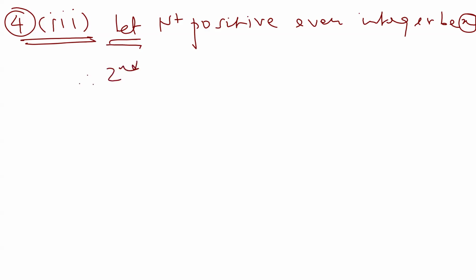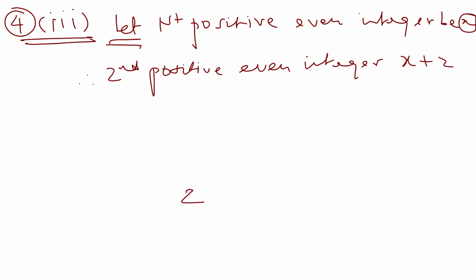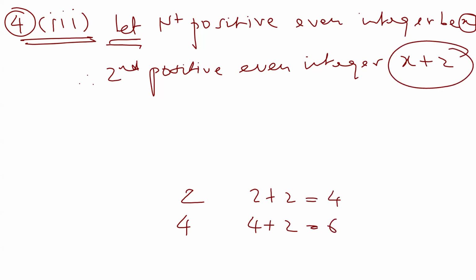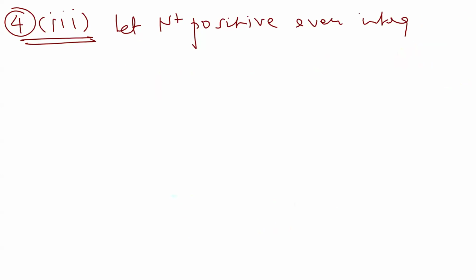Therefore, second positive integer will be x plus 2. For example, if x is 2, the next possible integer will be 2 plus 2. If x is 4, the next positive integer will be 4 plus 2, which is 6. It cannot be x plus 1. If we take x plus 1, then it won't be consecutive even integers. It won't be even, rather. I hope everybody is getting this point.